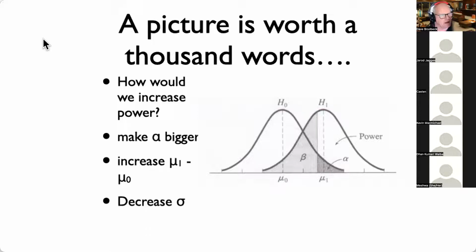We could decrease sigma. Because if these distributions are tighter together, there'd be less overlap. So we are not moving this. We're not changing alpha. All we're going to do is tighten these distributions up.